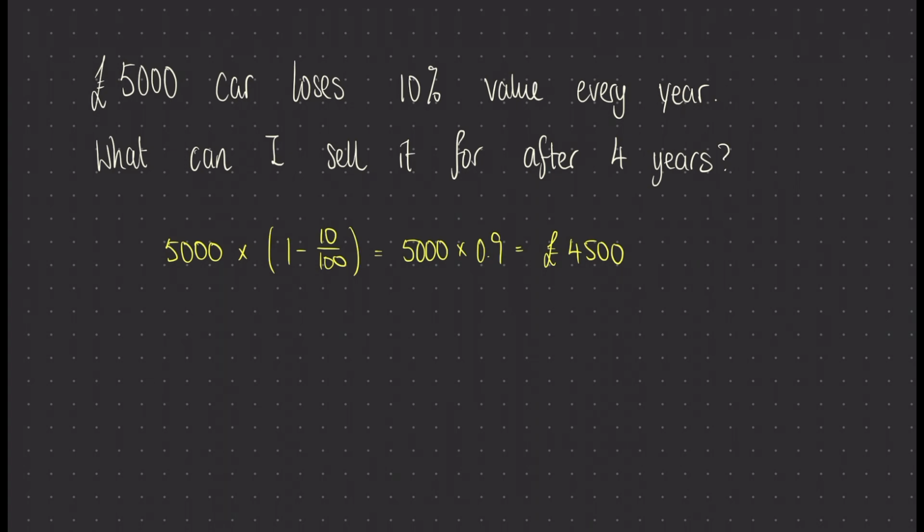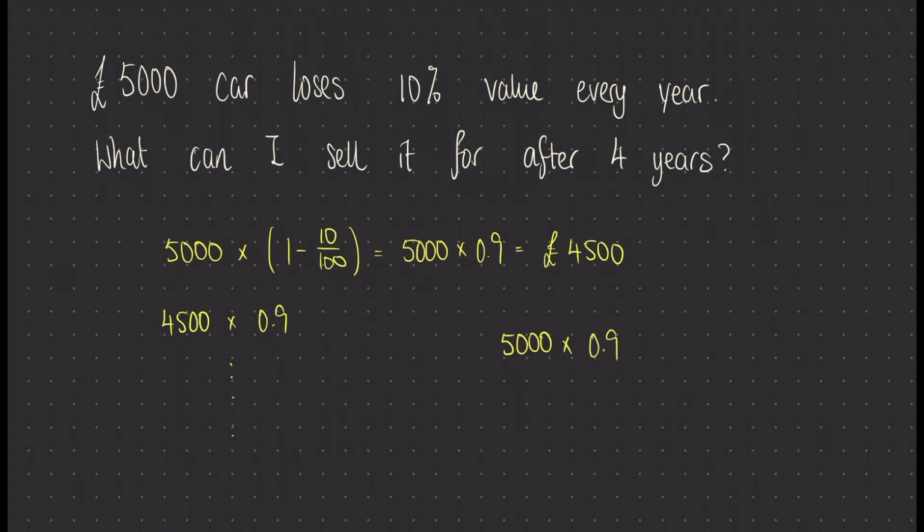In the second year, I take 4,500, do the same multiplication, and so on and so on. But I now know that I can simplify this process, because I can take my original value of 5,000, multiply by my multiplying factor.